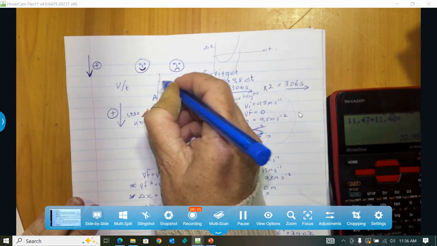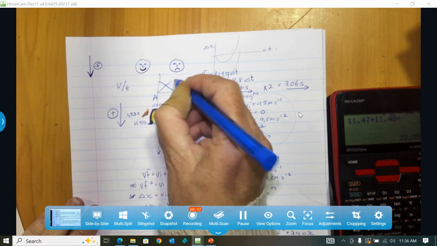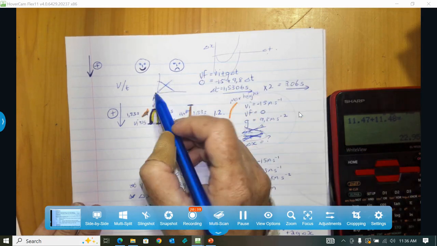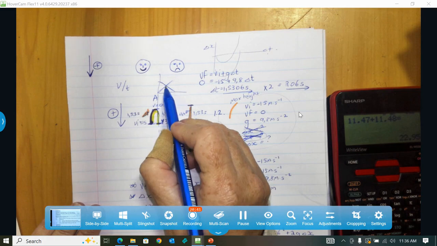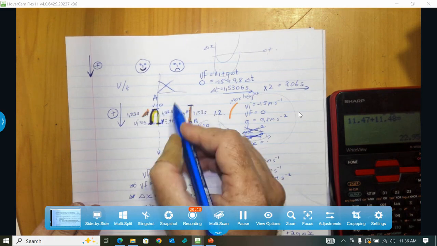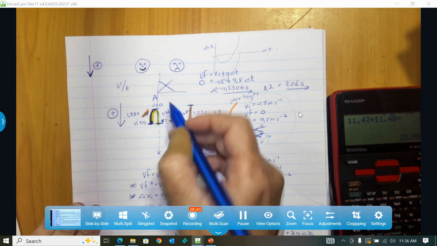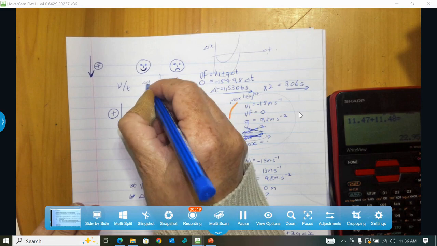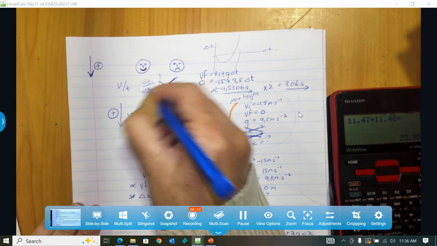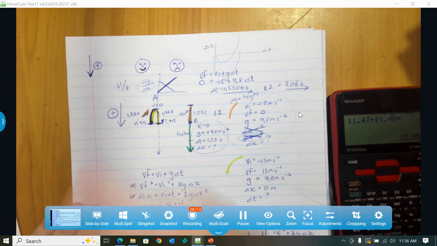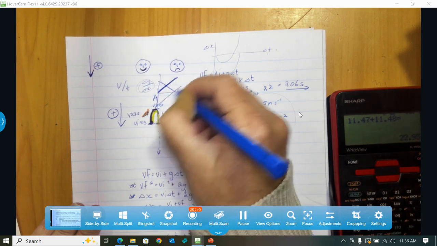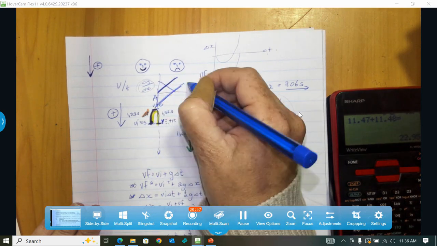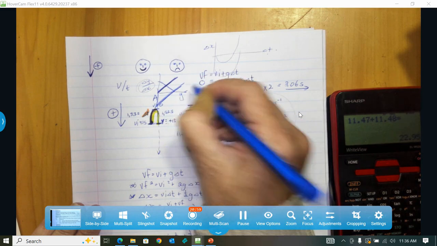But now you need to look at that gradient once again. Because the gradient on a VT graph is going to tell you about acceleration. It's going to tell you about G, which is why this gradient is constant. If you remember, gradient is change in Y over change in X. So do you see these lines? They're constant. Why? Because G is constant.